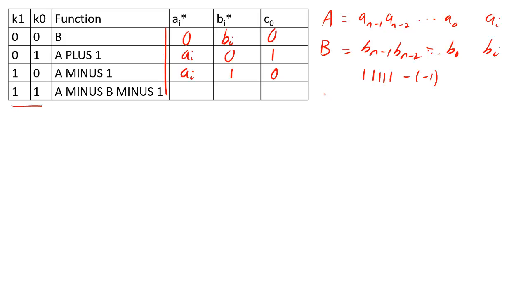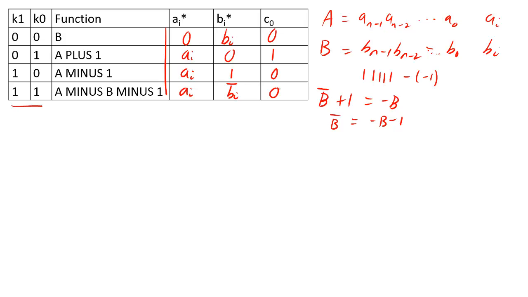So I know that in 2's complement, if I complement all the bits and then add 1, that is equal to negative b. And so what I've got is negative b minus 1. So I can see that b complement is equal to negative b minus 1. So I just need to complement all my b bits, keep my a bits the same, and then we're going to put a carry in of 0 here.